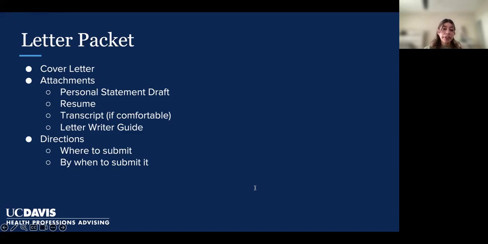Or if you are already in the application cycle, then whenever the application opens for your desired health profession, you can already start putting in everyone's names if they say yes. Then they're going to receive a link or something personalized, like a code, where they can submit that letter directly to your application. And make sure you give them a deadline, because if you don't give them a deadline, they're just going to go past it.